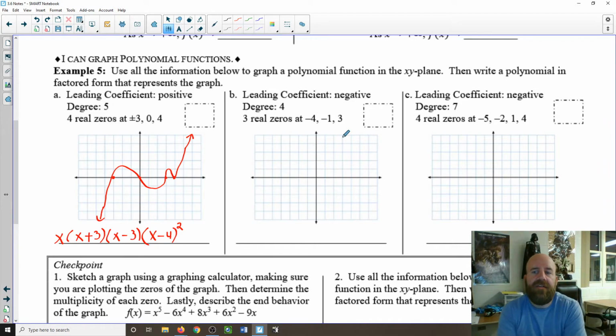All right, let's go through this next one a little bit faster this time. So -4, -1, 3. Our leading coefficient is negative, so I know I am down here. We're going negative. Degree is 4, so we are in the same direction. So 3 real zeros shown. It's a degree of 4, so we're doubling up on one of these. We have to bounce off. Okay.